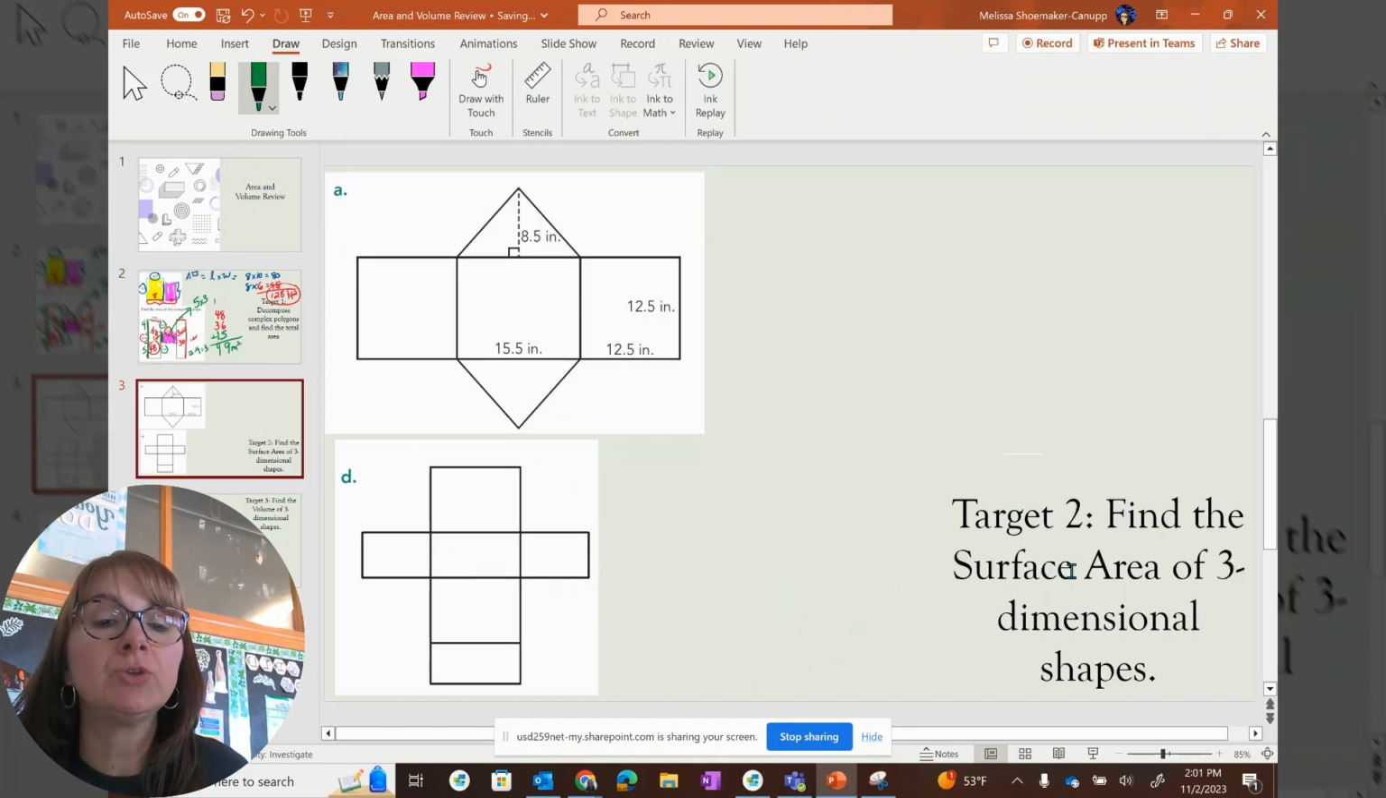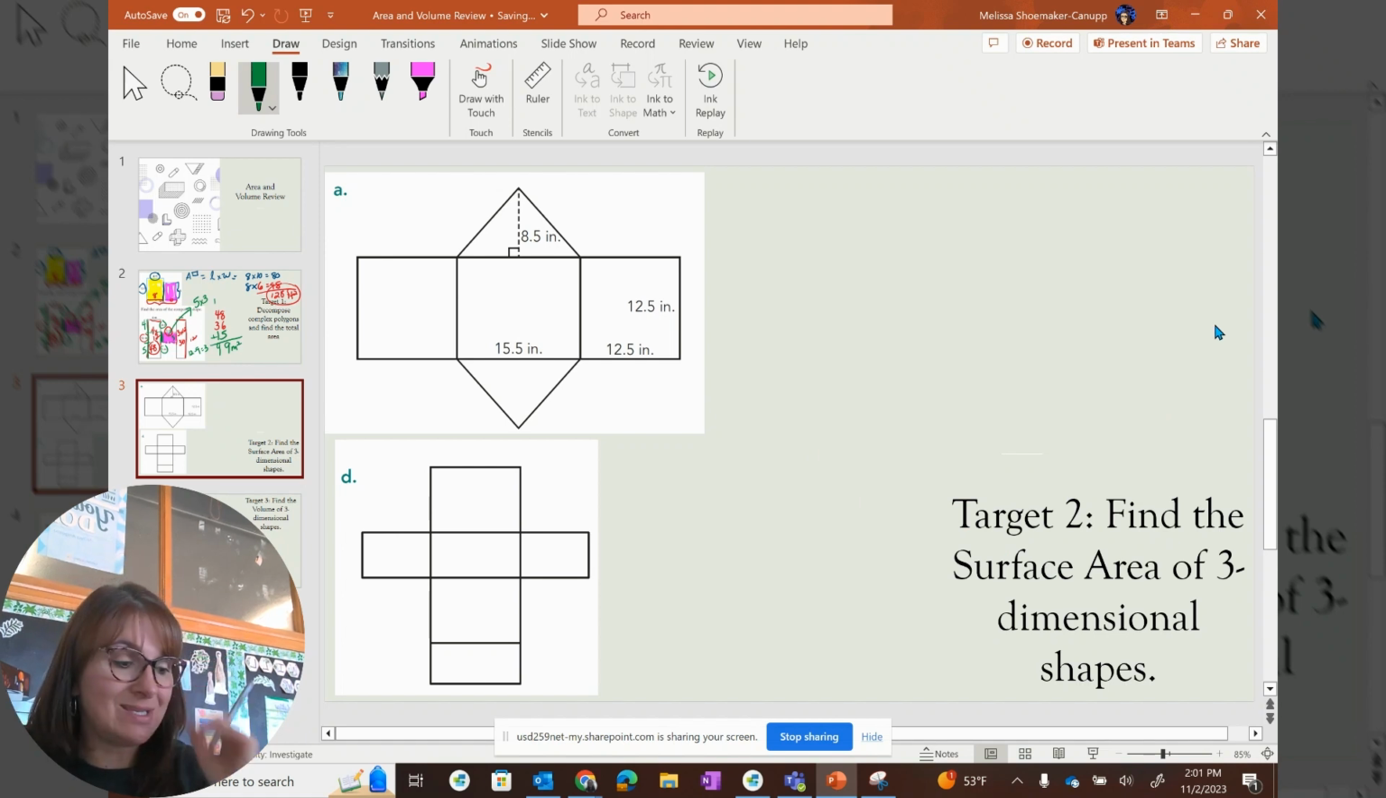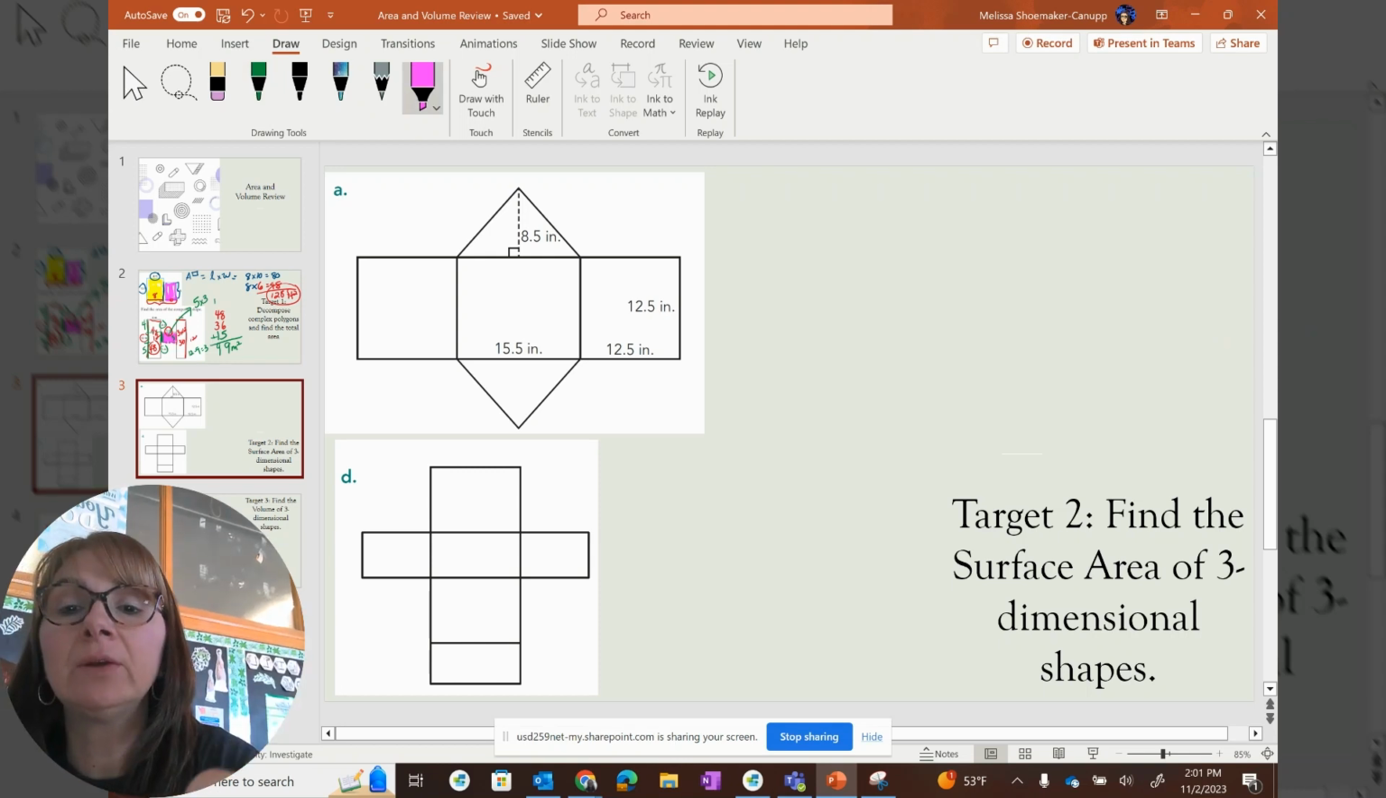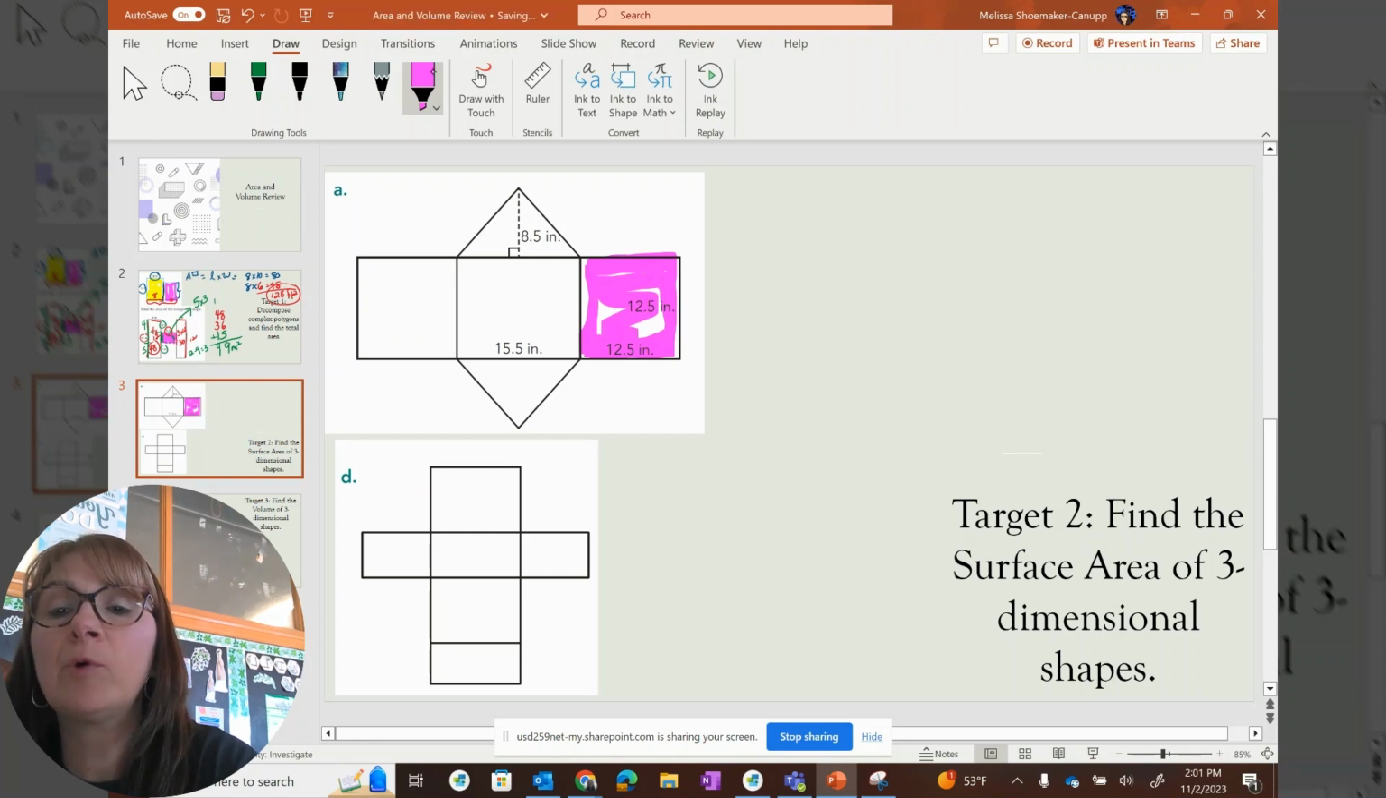Moving on to surface area. This is the same exact skill. We have some decimals in there, which isn't too scary because you get to use a calculator, but we have to find the area of each piece and then add it up. So I'm going to start here with this shape. Looks like a square. It's a 12.5 by a 12.5. I can tell that this is going to be the same size as well.